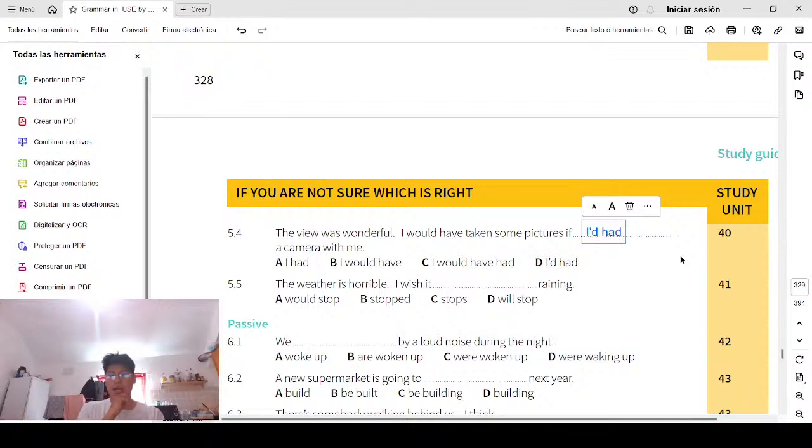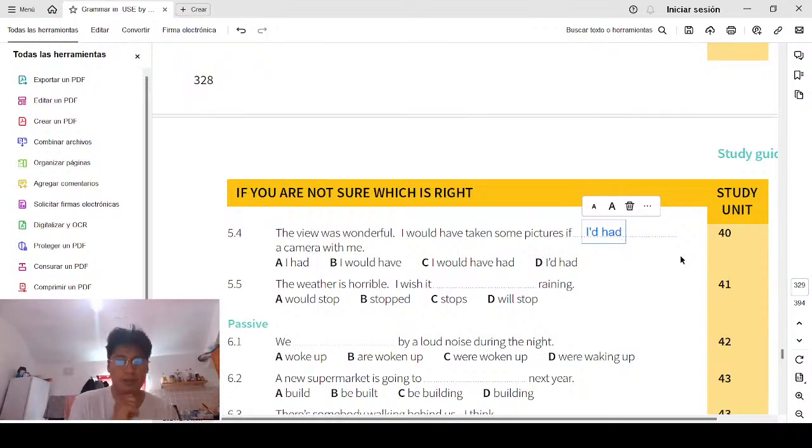This is a hard one. The view was wonderful. I would have taken some pictures if I had the camera with me. This is a third conditional. I'm not sure, it's a mixed conditional.